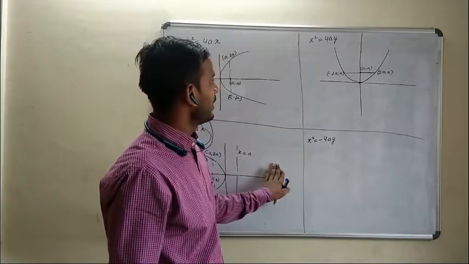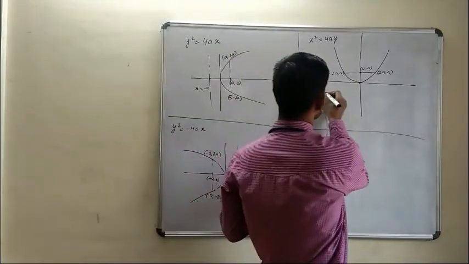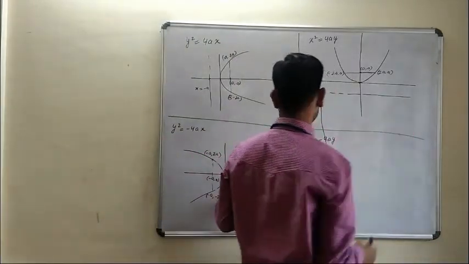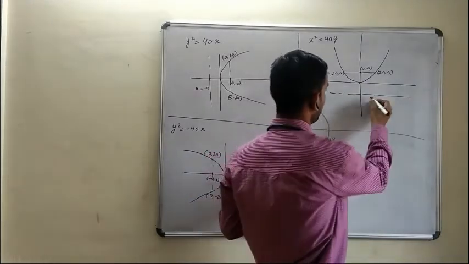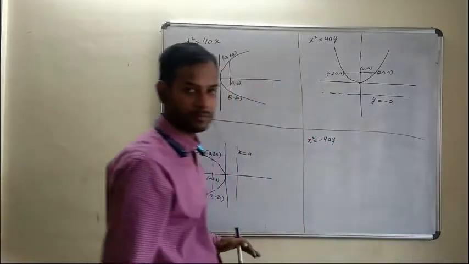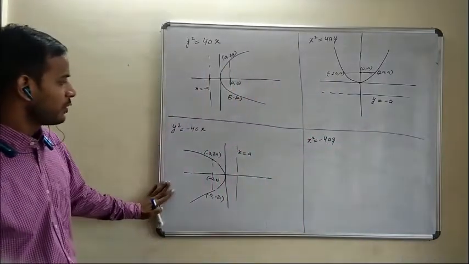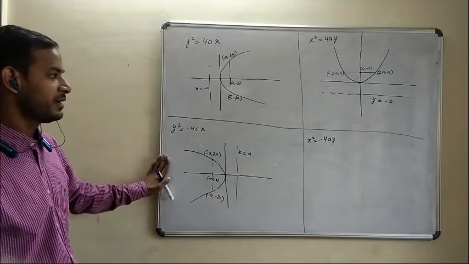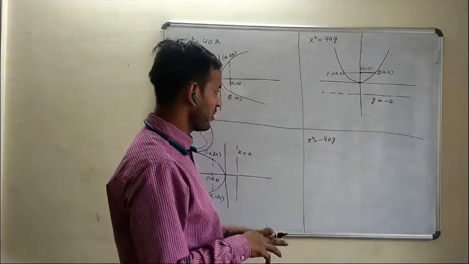Okay, and now the equation of directrix in this case will be y is equal to minus a. Okay, now if these three graphs are clear, this will be very easy.